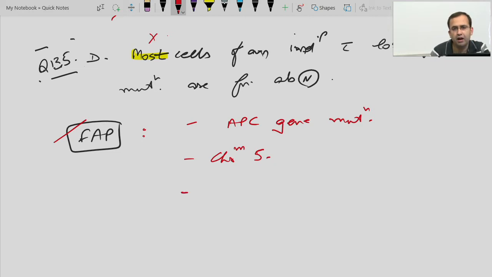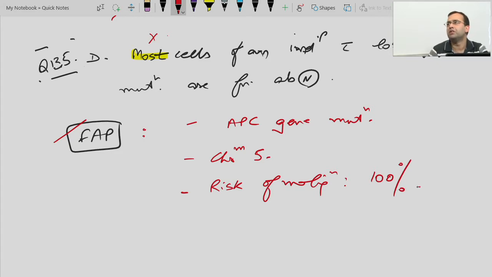Next point, FAP, familial adenomatous polyposis. The risk of malignancy in FAP is 100%. That means all the patients of FAP will progress to adenocarcinoma.